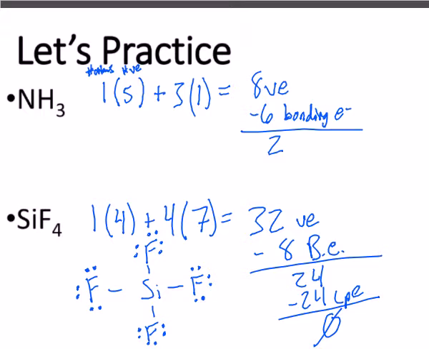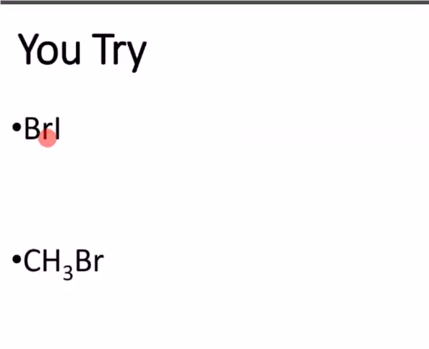Now remember, this is very similar to covalent bonds that we drew last week. We drew lone pairs last week. We drew bonds between them, but it was just between two different elements. Now we're taking it a step further. We have multiple elements to worry about. Okay? I want you guys to try BrI and CH3Br.